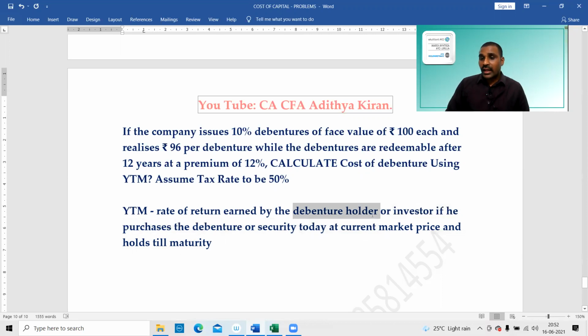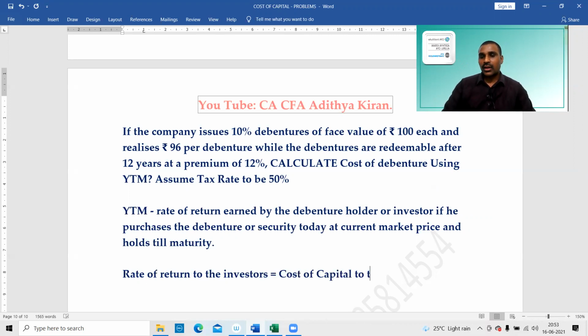So therefore we will calculate the yield to maturity for the debenture holder, and we will equate the yield to maturity of the debenture holder as the cost of debt to the company. What is the rate of return to the investors? Rate of return to the investors is equal to cost of capital to the company.